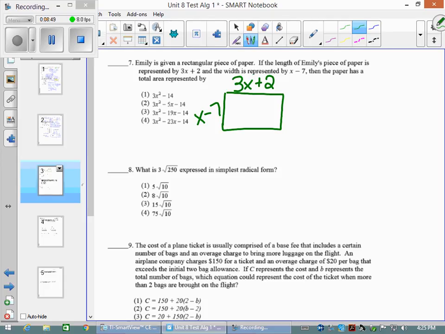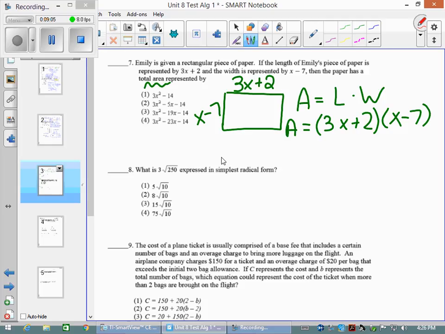Well, I know that area is my length times my width. To find my area, I actually need to take these 2 and multiply them. So I have 3x plus 2 times this x minus 7. In order to do this, I can either do the box method or I can double distribute. So if I do 3x times x, I get 3x squared. If I do 3x times a -7, I'm going to get -21x. 2 times x, I'm going to get plus 2x. And 2 times a -7 is -14.